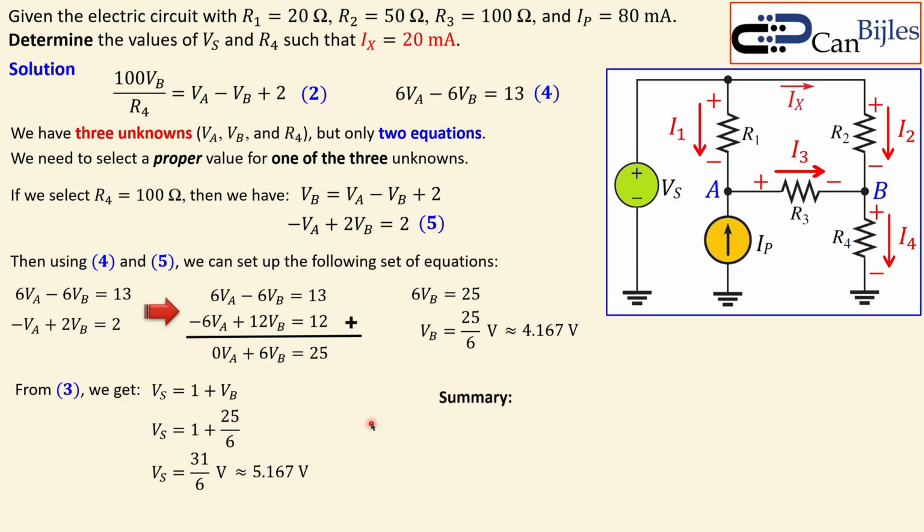So in summary, we have now chosen R4, and from there the consequence was that Vs is 5.167. If you take another value, you will get, of course, another value also for Vs. You can also say, I would like to select VA, and then you need to calculate the rest of the parameters. That is also perfectly fine. This is just what I have chosen for this case.